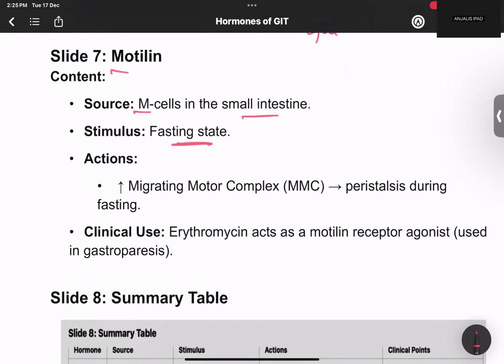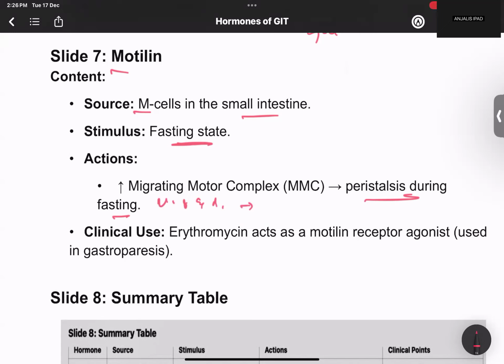And what is the action? It triggers the migrating motor complex, MMC. This is a wave of peristalsis that sweeps undigested food and debris through the gut between the meals. I repeat it once again: MMC is a wave of peristalsis that sweeps undigested food and debris through the gut between the meals.